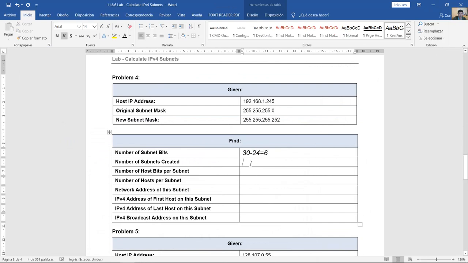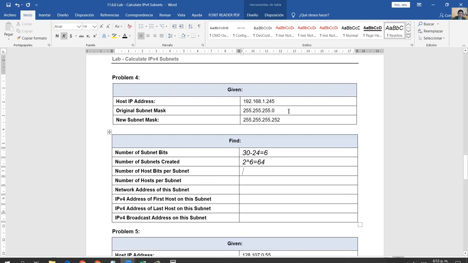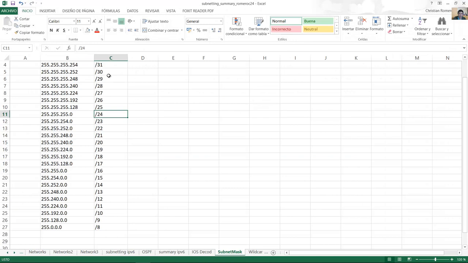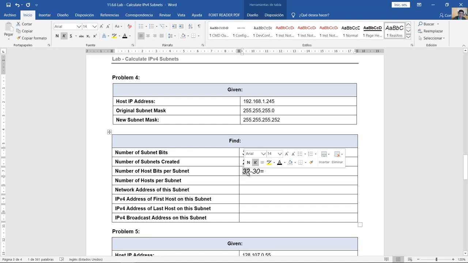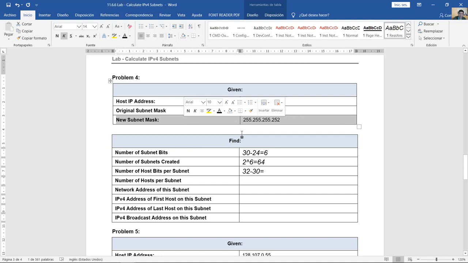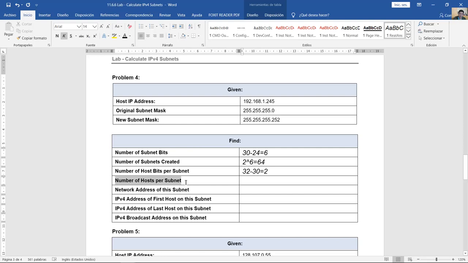Number of subnets created: the base 2, power of 6. The answer is 64. Number of host bits per subnet. The new subnet mask is 30. If you have 30 ones, you need 2 zeros, so use 2 bits for the host bits. 32 minus 30, where 32 is the number of bits for an IPv4 address, and 30 is the new subnet mask prefix, is 2. Number of hosts per subnet: 2 is the binary base, power 2, minus 2 is 2.